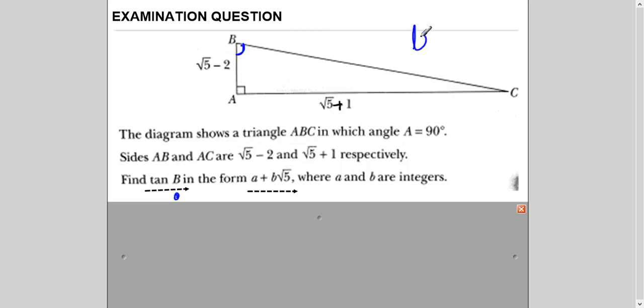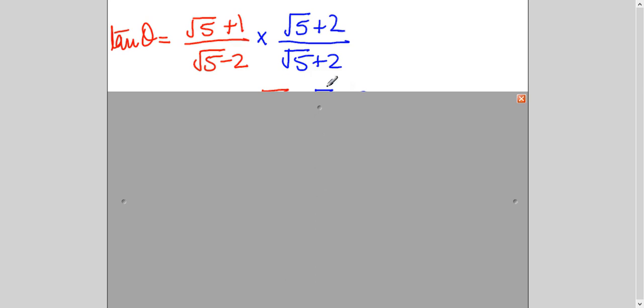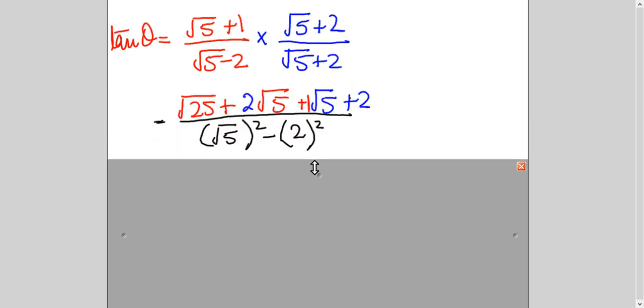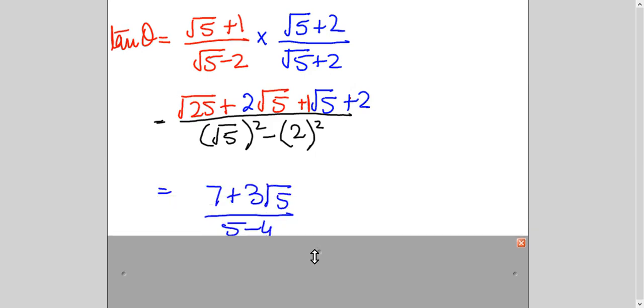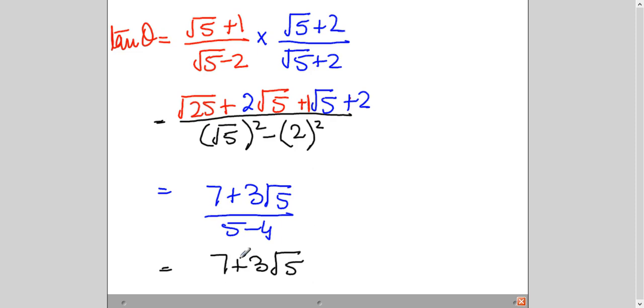Now you know what is tan theta? Opposite over adjacent. Now we can apply this method here. Opposite over adjacent. So now you have written this, opposite over adjacent, and you will take the conjugate of the denominator and then simply multiply the way I have told you earlier. Simplify it, and you got it. 5 minus 4 is 1.